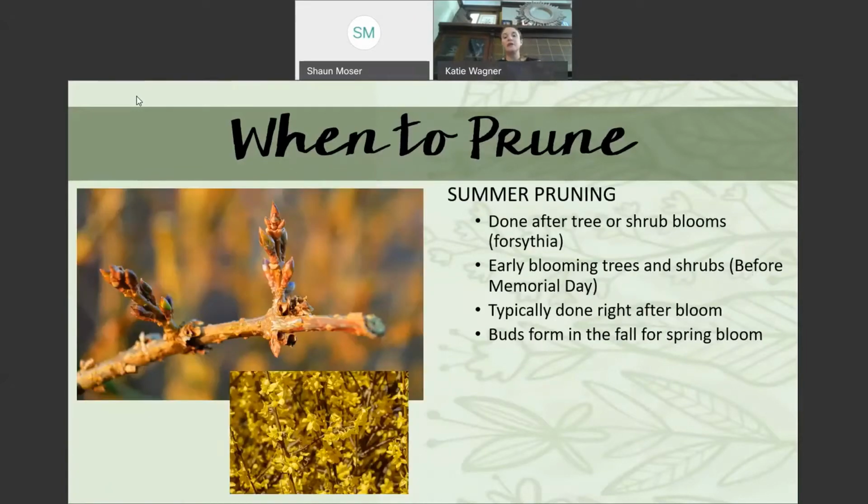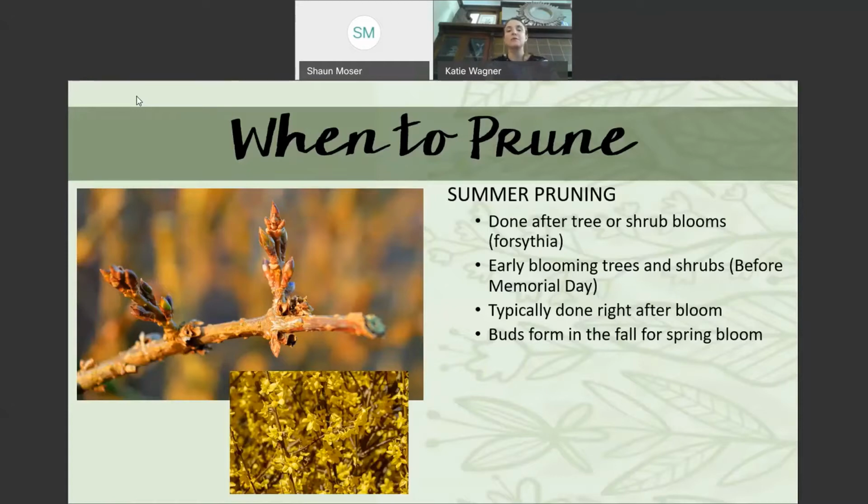Now, summer pruning is done after a tree or shrub blooms. And these are plants that are setting their flower buds in the springtime. Things like forsythia, beauty bush, currant, chokecherry, lilac, mock orange, ninebark, Oregon grape. I obviously have a list here: potentilla, serviceberry, spirea, viburnums. So early blooming trees and shrubs, these are plants that are blooming before Memorial Day. And you prune these types of plants right after they're done blooming.